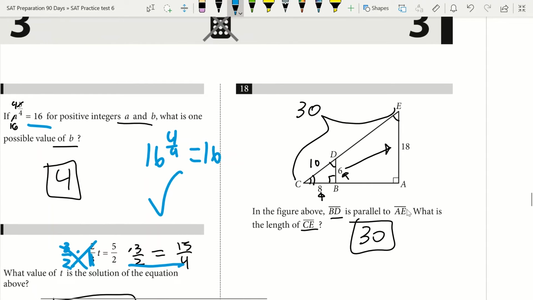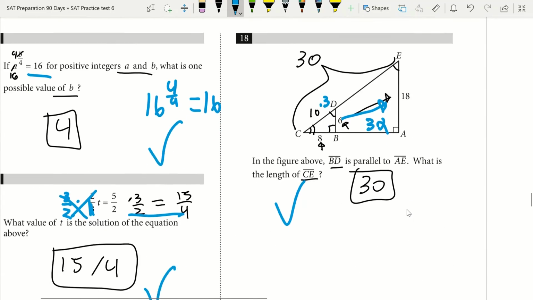18. In the figure above, BD is parallel to AE. Which of the following is the value of CE? All right, I'm going to go look. I've got a 10, 8, 6 triangle, so I have to have 10 as my hypotenuse. I know that from memorization. I see I've got 6 to 18, so that's a 3 times. I got a 3 times then my hypotenuse. 10 times 3 is going to give me 30. 30 is correct.